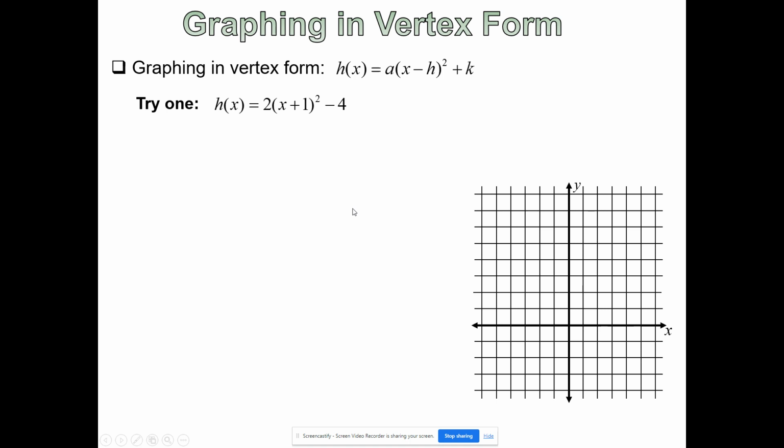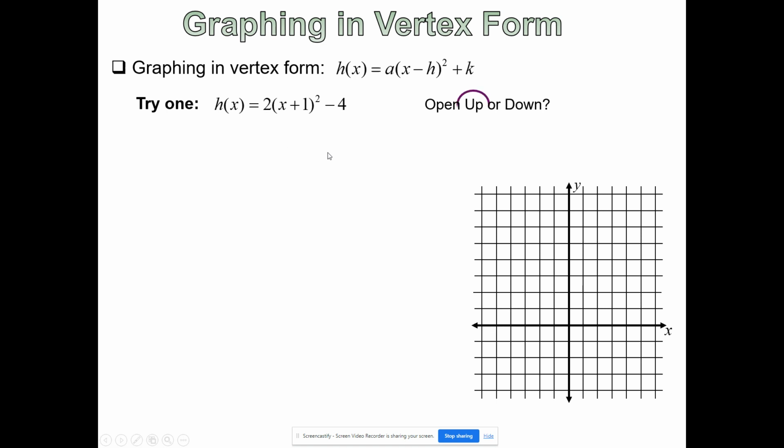All right, so I want you guys to pause the video and try filling this out and graphing it. Okay, so you can circle things, fill in the vertex, the AOS, 2 other points, use the AOS to reflect, and so forth. Okay, pause it and do that.